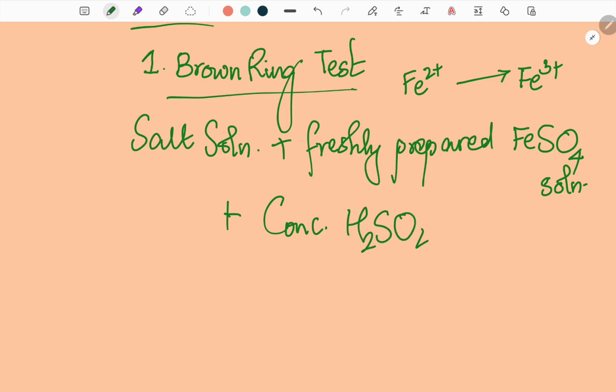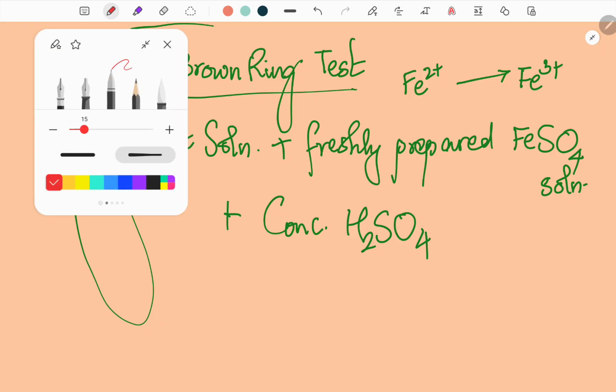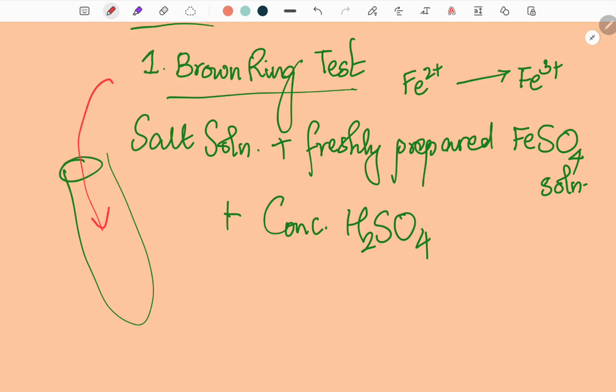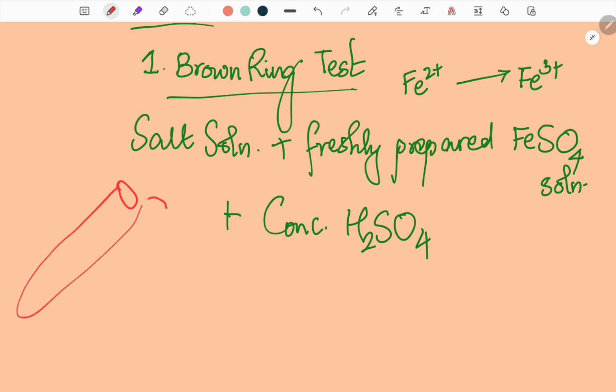Now the concentrated sulfuric acid must be poured along the sides of the test tube. So for example, if this is your test tube, normally when we're adding a chemical, we just add it straight into it. But when you're adding the concentrated sulfuric acid, it has to be added from the sides. So either from this side or from this side, you need to add it. For that, normally you need to tilt the test tube at an angle so that it is easier for you to add along the side.